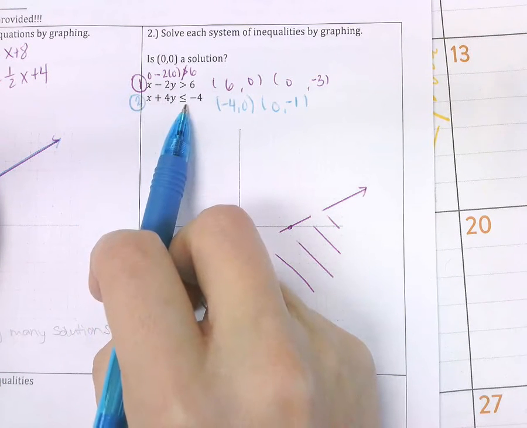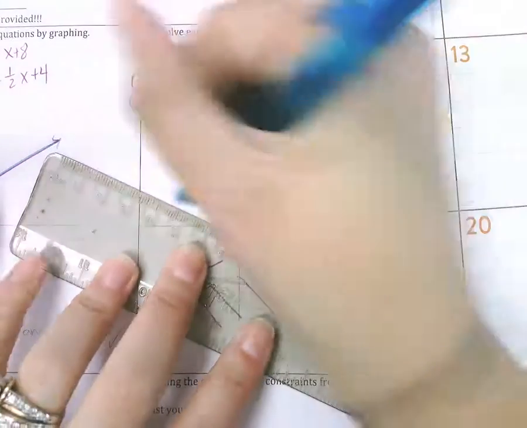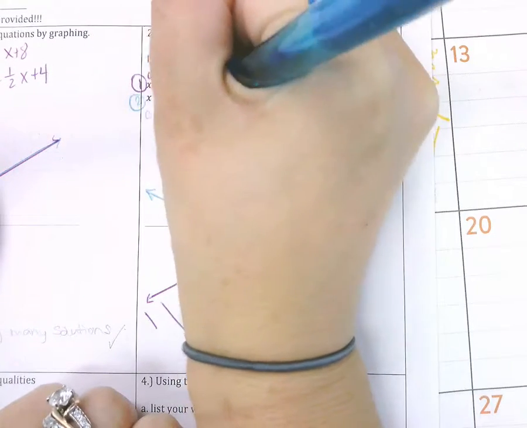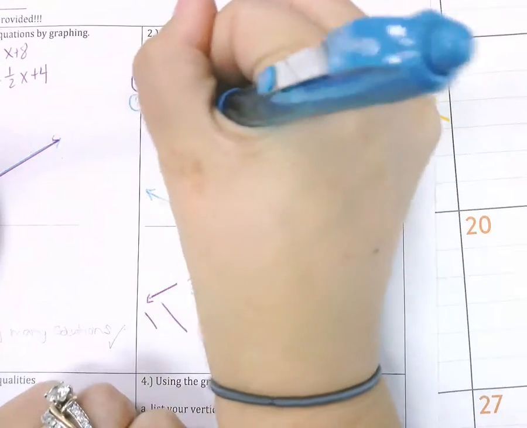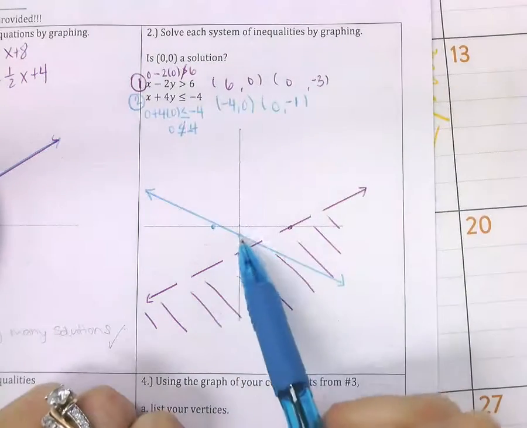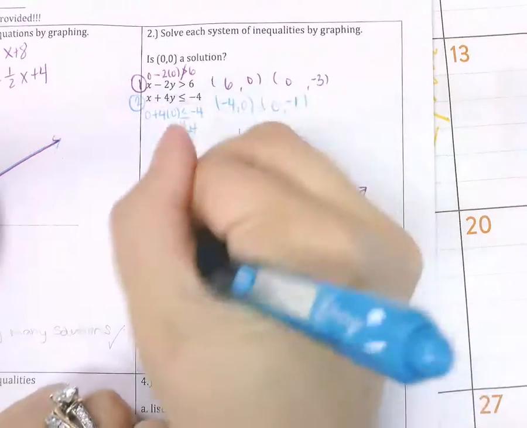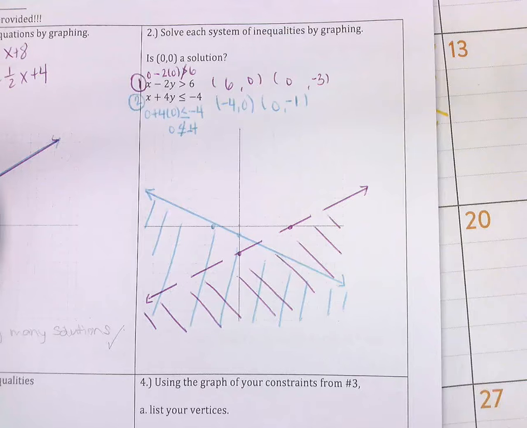Solid or dotted line? Solid. Solid, because it's got the or equal to right here. This is also false. When you plug in 0, 0, you get 0 is less than or equal to -4. That's not true. Okay, so if this is where 0, 0 is, we don't want to shade this way. We want to shade the other way. So we're shading down here. You can test any point you want. It doesn't have to be 0, 0. I just picked 0, 0 because it's the easiest one to test.